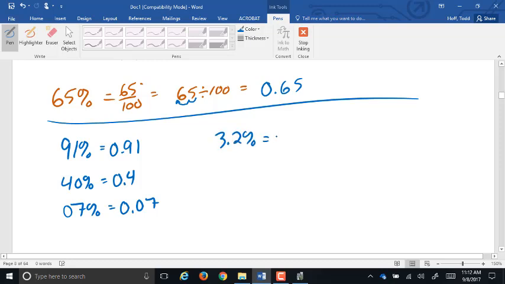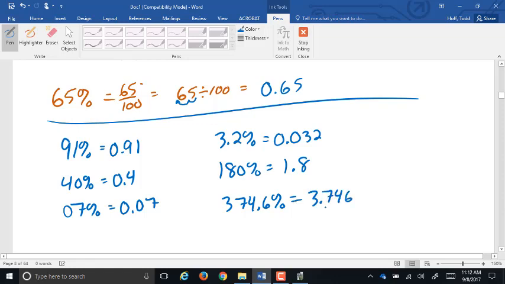3.2% as a decimal. 0.032. Good. 180% as a decimal. 1.8. Good. How about 374.6% as a decimal? Perfect. 3.746. Sure, that makes sense. Just drop the decimal point and go with it.